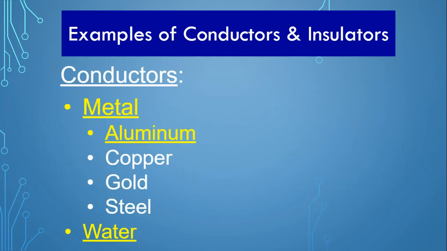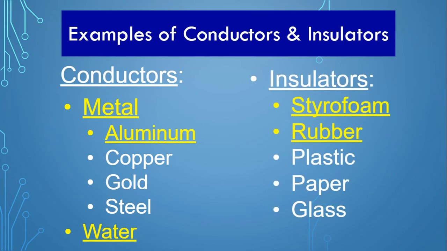All right, so here are some examples of conductors and insulators. For conductors, all metals are conductors. For example, some metals that are good conductors of electricity include aluminum, copper, gold, and steel. Water is also a good conductor. Some liquids can be conductors. Now we have some examples of insulators. Some insulators include styrofoam, rubber, plastic, paper, and glass.